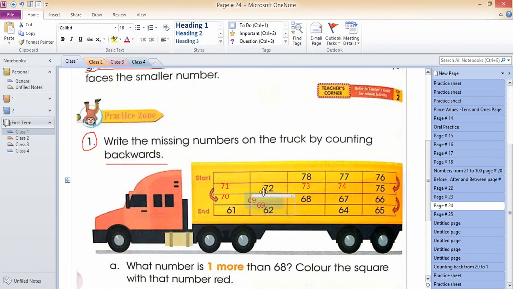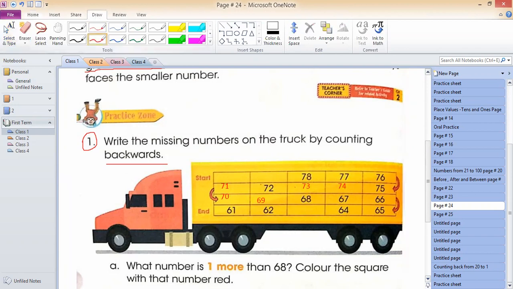This is 69. Now, guys, before 69, 68. And before 68, 67. Before 67, 66. Before 66, 65. Look, we are coming down from here. And before 65, 64. Now we need to write here. What will come here? Before 64.